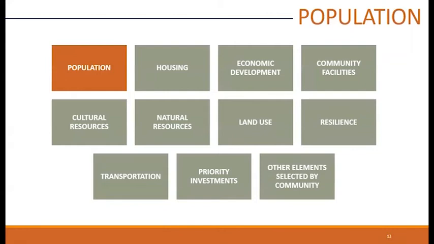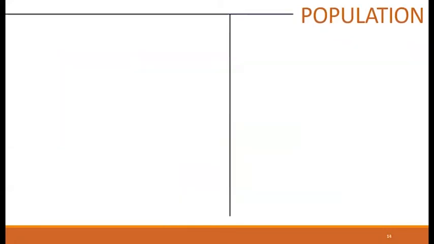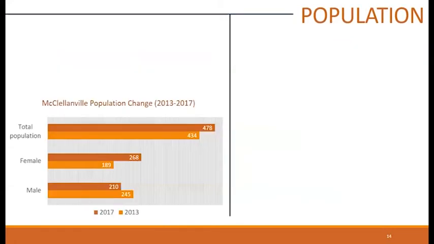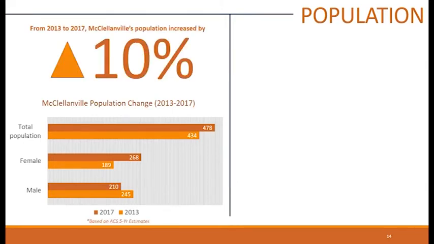Getting into the population element, that is the first of those 9 required elements. From 2013 to 2017, McClellanville's population has slowly increased from an estimated 434 in the 2013 American Community Survey's 5-year estimates, which I will just call ACS hereafter, to an estimated 478 in the 2017 ACS. Females have actually accounted for most of that increase, about 90 females compared to about 35 males. This increase represents an overall 10% population increase in that time.